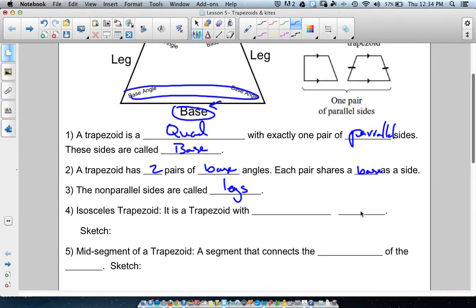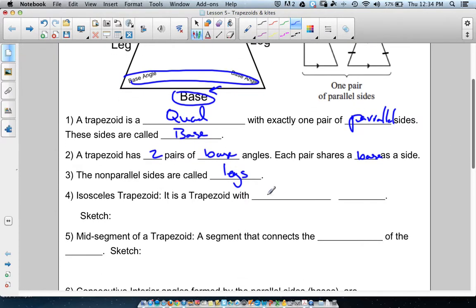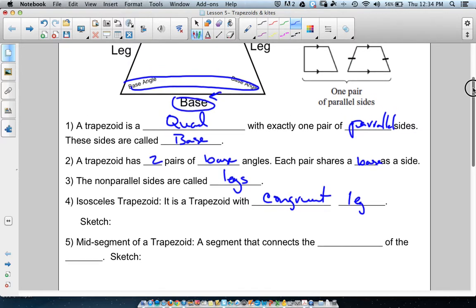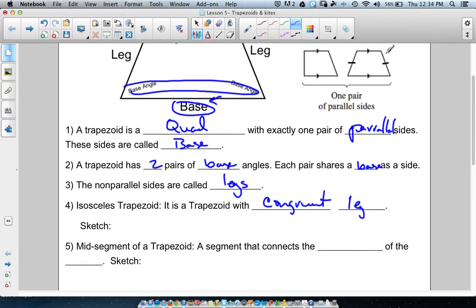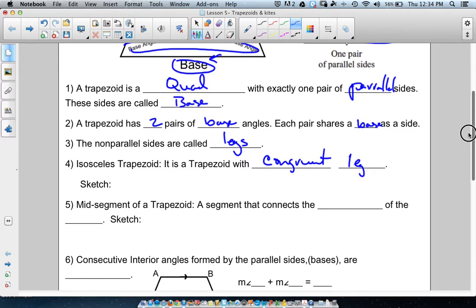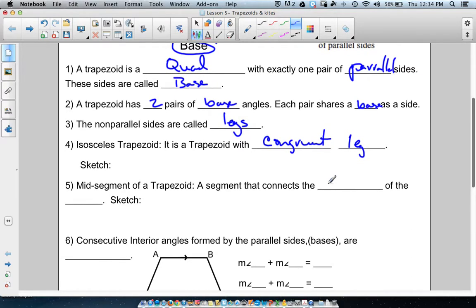Now, an isosceles trapezoid is a trapezoid with identical or congruent legs. And we can tell if it's an isosceles trapezoid as you can see here, we have the hash marks to show congruency. The midsegment of a trapezoid is a segment that connects the midpoints of the legs of the trapezoid. We'll talk more about this coming up.